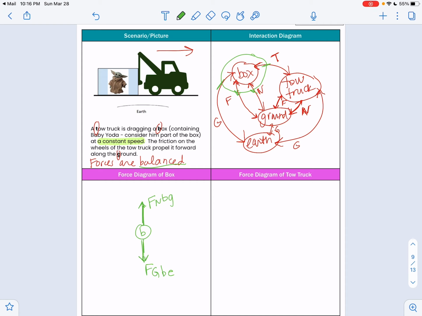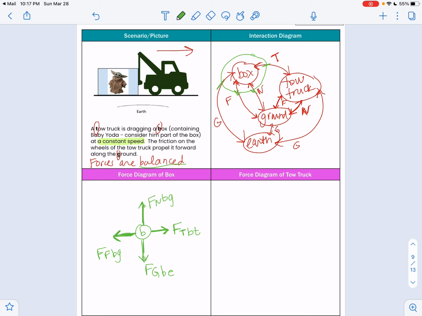And then how does the box feel the tow truck? The box feels like it's getting pulled to the right, because it is getting pulled to the right. So force, tension, box, tow truck. So I know that the tension force on the box is pulling the box to the right. Since I know the forces are balanced, my only choice left is going to be friction. And that's going to act opposite the motion, because if there was no friction, this tension force would make this box speed up, like hitting with the bowling ball. So this is going to be force, friction, box, ground, and those are going to be equal.